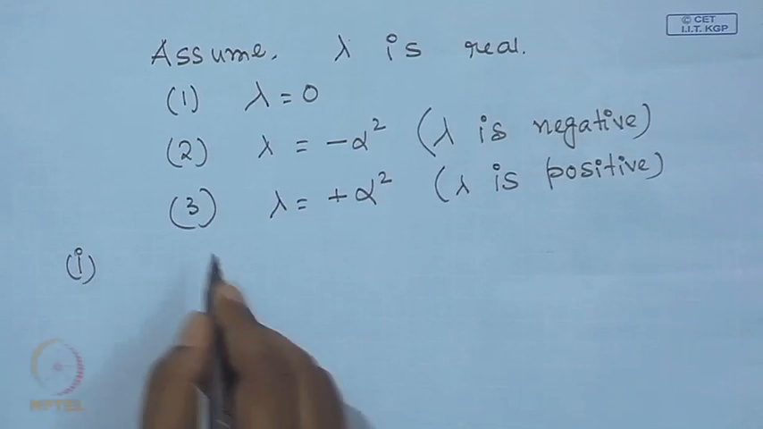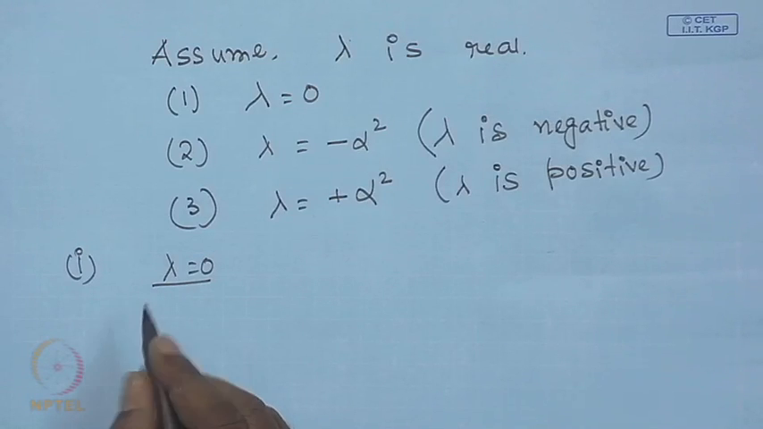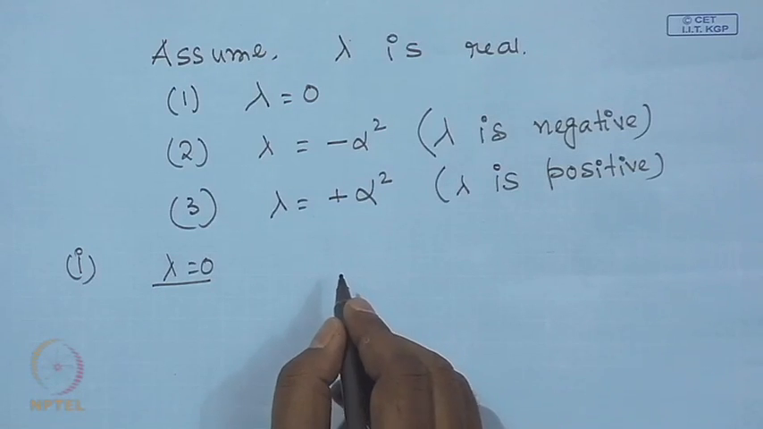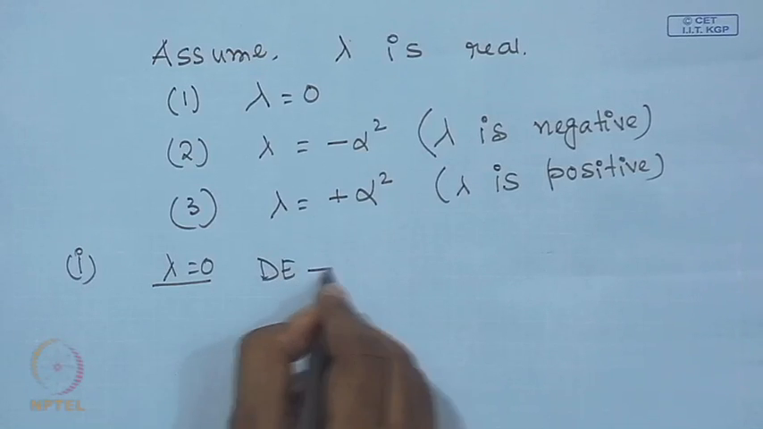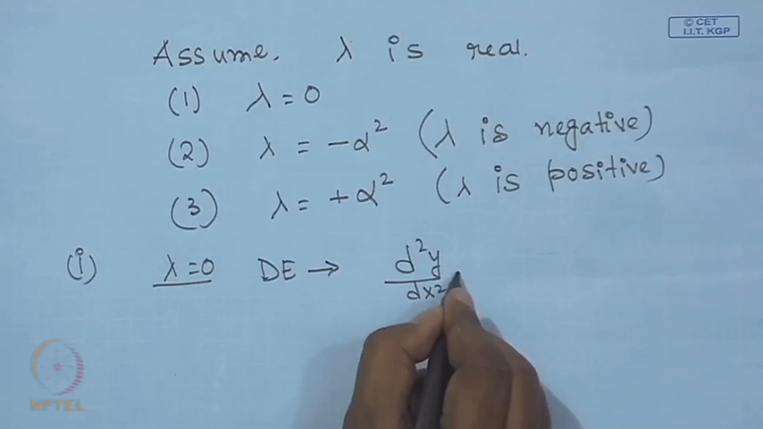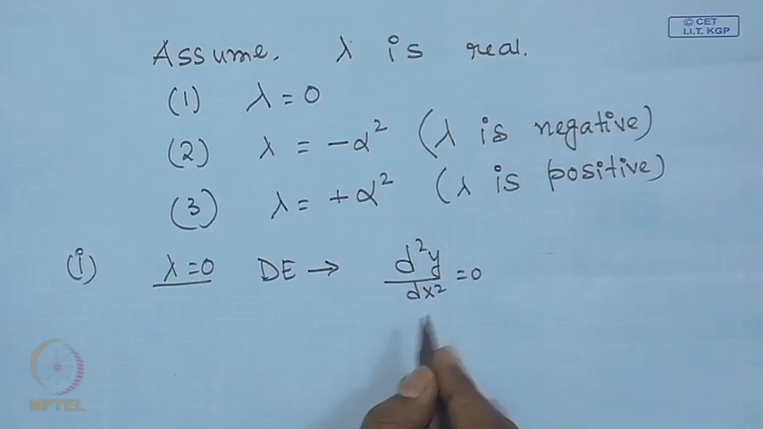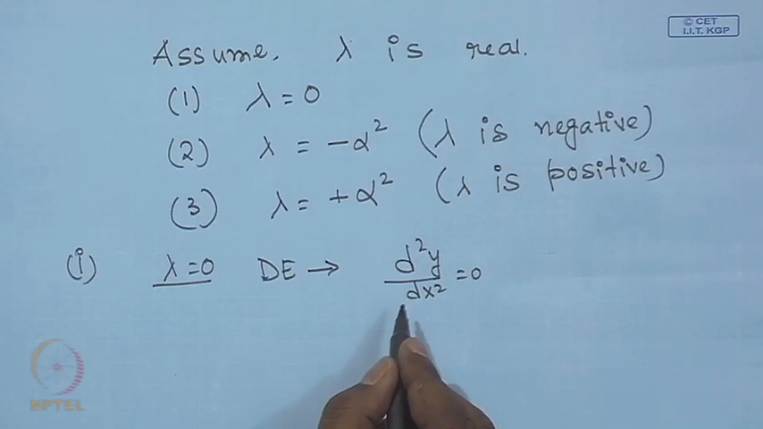The first case will be lambda is equal to 0. If that is the case, let us see what the form of our differential equation is. The differential equation boils down to d square y dx square is equal to 0, because lambda itself is 0. So, we just integrate it and look into the solution of this.